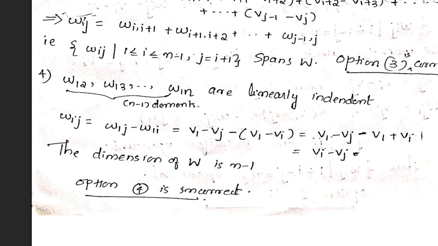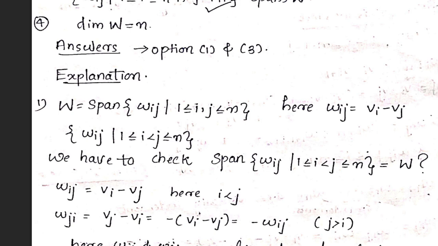These elements are linearly independent and these elements span W. So we can say that the collection W12, W13, etc., W1n is a basis of W. That is, the dimension of W is n-1. Therefore, option 4 is incorrect. Answers are option 1 and 3.